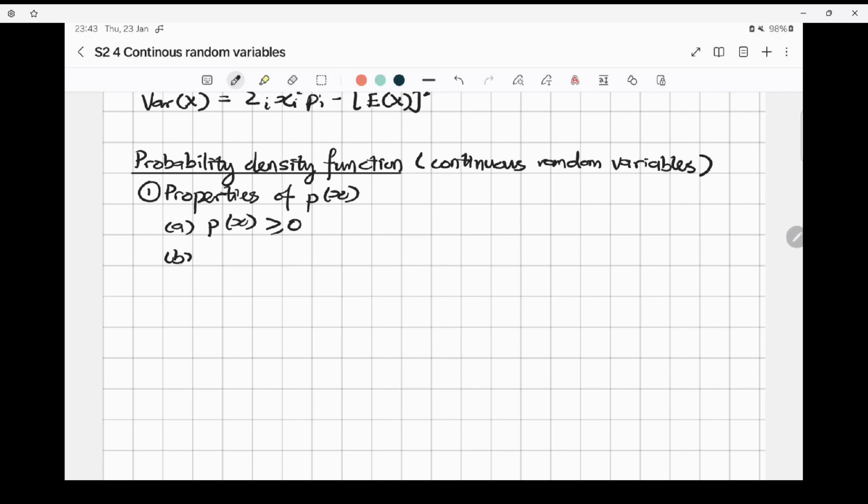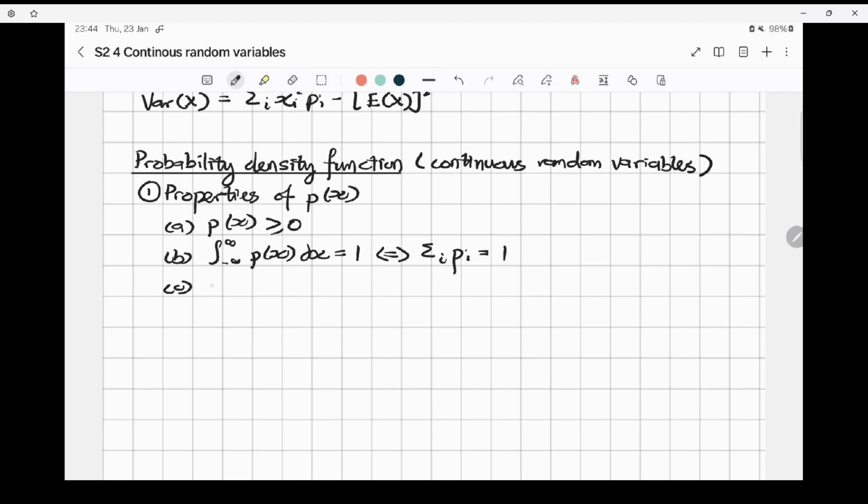The second property is that when you integrate on the given domain, right now the domain that I'm writing is from minus infinity to plus infinity, but in reality this depends on the domain that they give you. If you integrate across the defined domain for P of x, this has to equal 1. This actually corresponds to the sum of all probabilities for a discrete random variable being equal to 1.